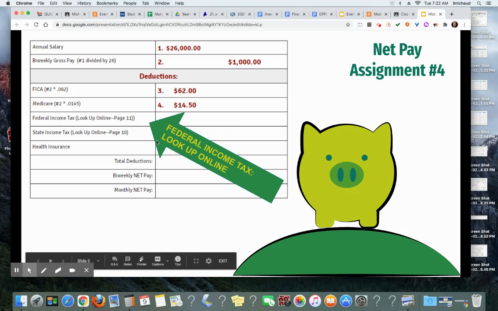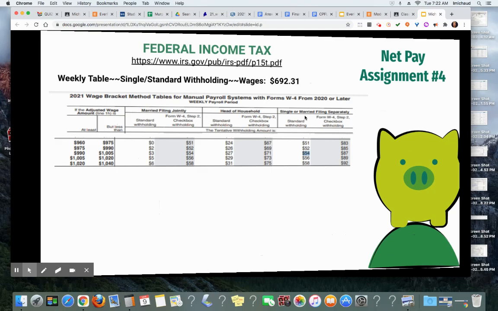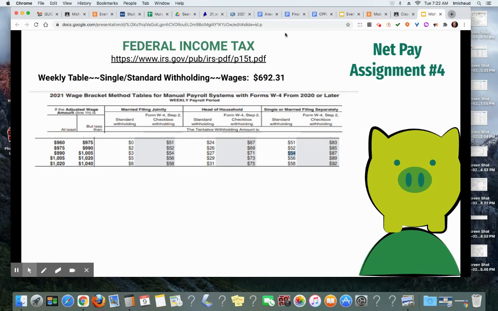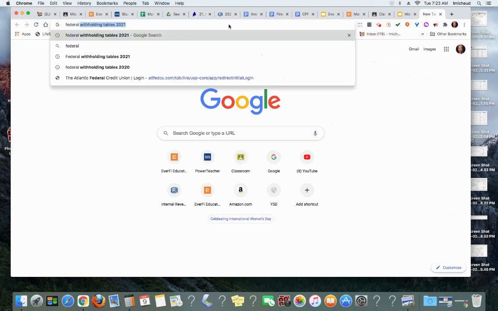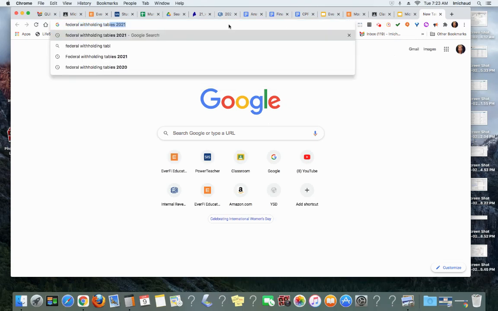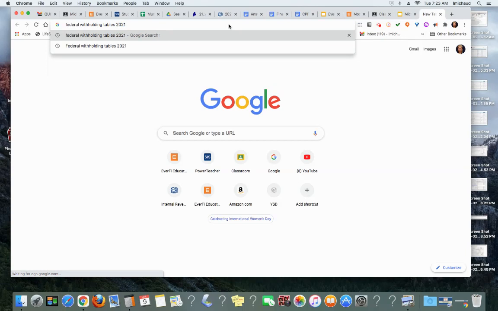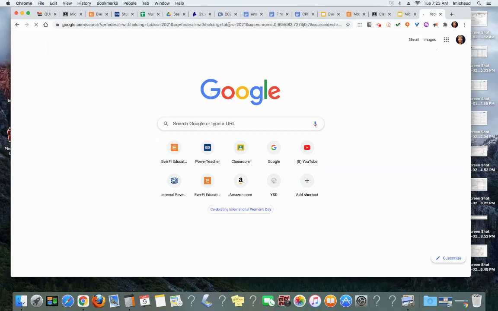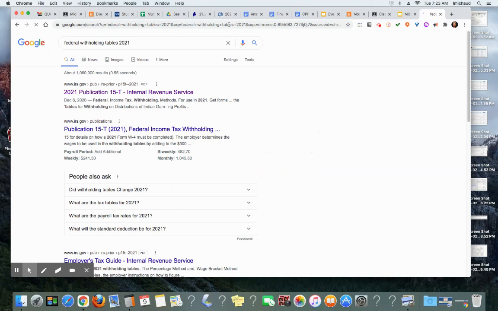Next, federal income tax we need to look up online. Okay, so we'll do that. So what you need to do is you need to query online, if you haven't bookmarked the site, Federal Withholding Tables 2021. We need to find the bi-weekly chart. Now again, this first link is the one you click on, publication 15T. And the bi-weekly chart is on page 11.